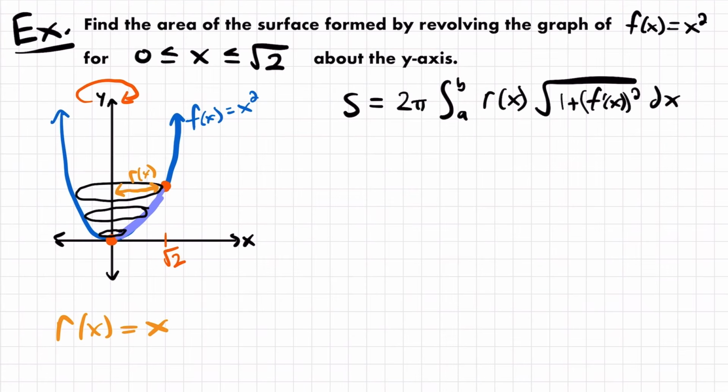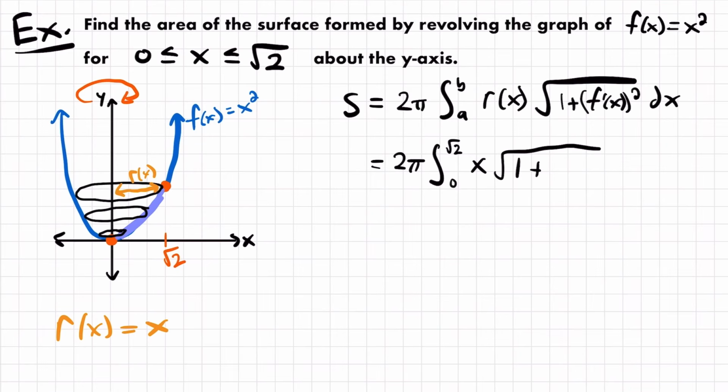We'll have that the area is equal to 2 pi times the integral from a to b, where a and b are the values of x that our curve lies between, right? So our curve starts at x equals 0 and ends at x equals the square root of 2, and so our bounds of integration will be from 0 to the square root of 2. And then our radius, in terms of x, is just x as we determined. So we'll have x times the square root of 1 plus f prime of x squared.